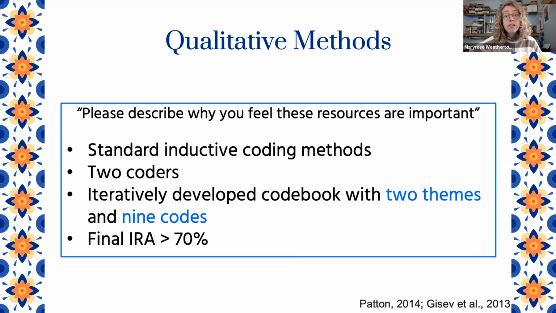So we analyzed all of students' free response answers to the question, please describe why you feel these resources are important. And to analyze those responses, we used standard inductive qualitative methods to code those free responses. Using a 2-person coding team, we developed 9 codes that were sorted into 2 themes, and our final inter-rater agreement was about 86%, which is higher than the 70% standard for the field.